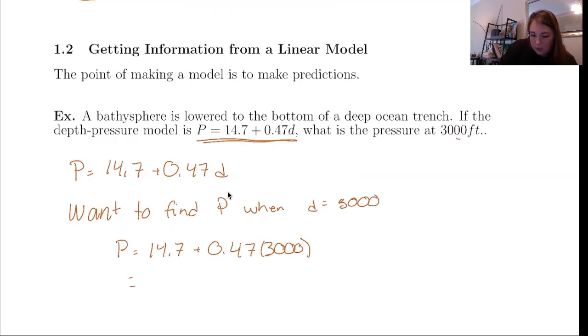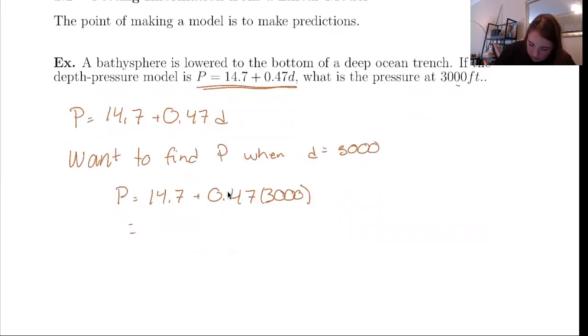0.47 times 3,000 plus 14.7. And yes, there is pressure when we're at 0. That's called gravity. If there wasn't, we wouldn't be sitting here. We'd be floating. So 1,014, no, not that much. 24.7. And then I would look, what is my pressure?